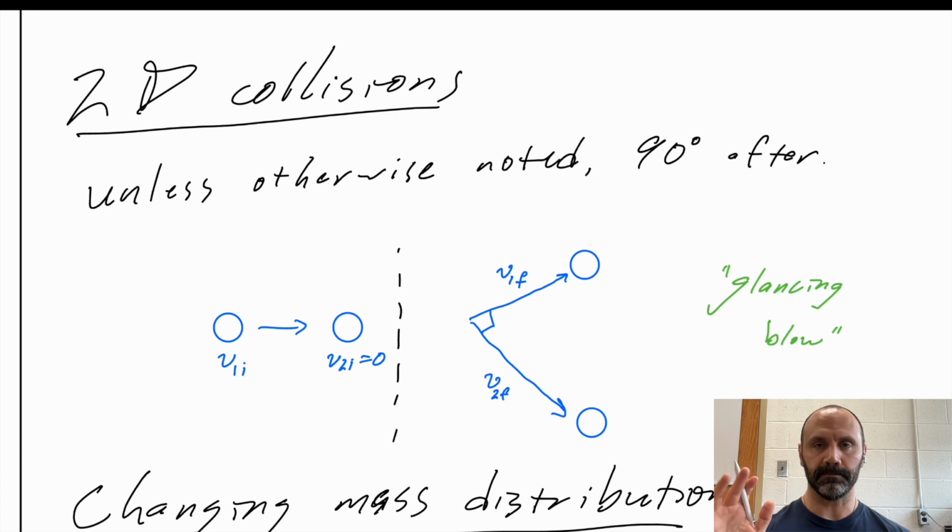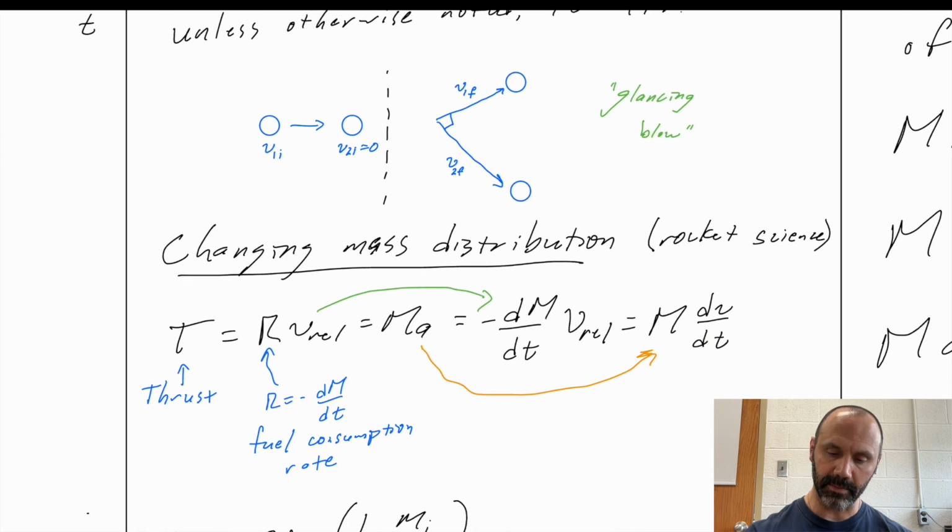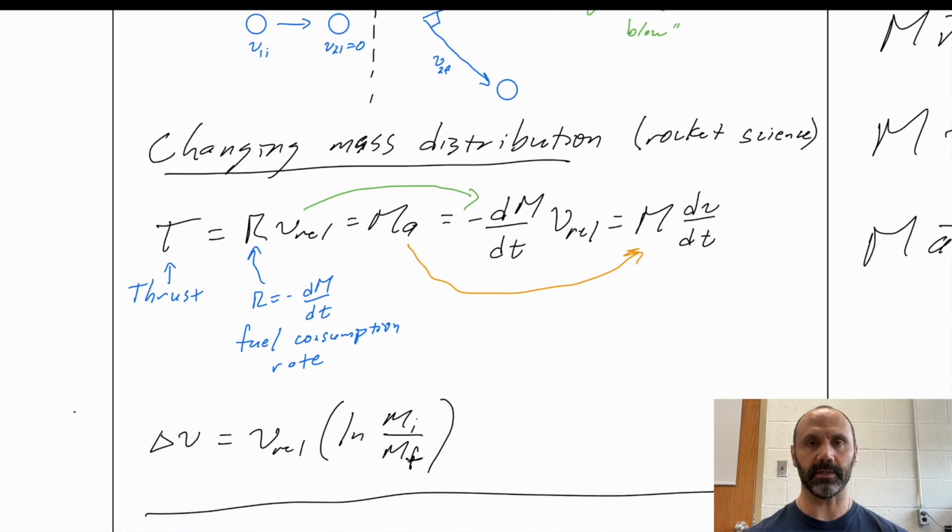Two-dimensional collisions, just a reminder that when there's a glancing blow, as they call it, right, two-dimensional, usually it's 90 degrees, unless they say something otherwise, right? The angle between the resulting velocity vectors is 90 degrees. If you have changing mass distribution, right, this is rocket science.